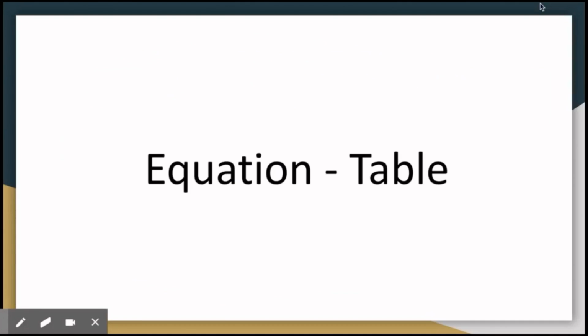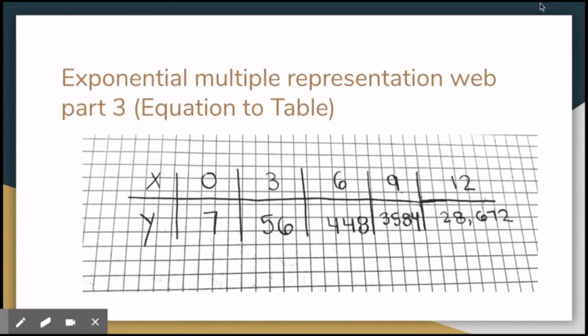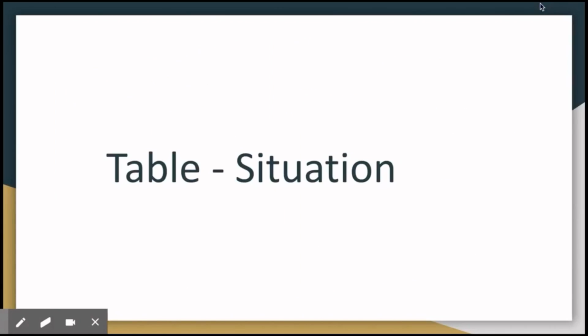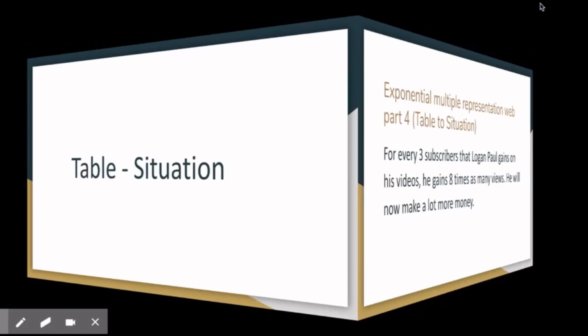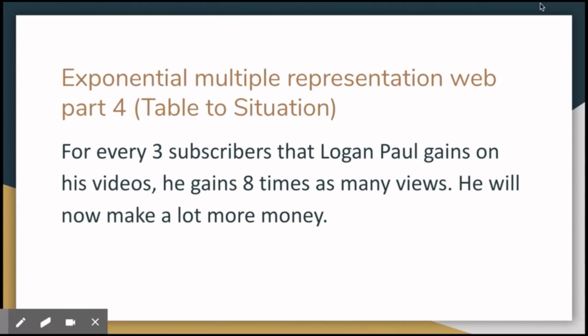And then from the equation, we got to the table, and we plugged in the points from the graph, and we multiplied the 7 times 8 and just kept going. And then we added 3 to the 0 and just kept going for the x and y. And then from the table, we made a situation. The situation is for every 3 subscribers that Logan Paul gains on his videos, he gains 8 times as many views. He will now make a lot more money.